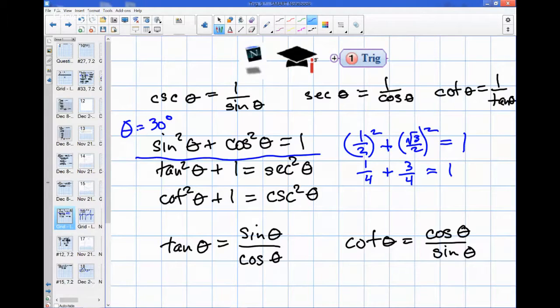Maybe we should do just one more just to demonstrate. So I'll just use the eraser here.